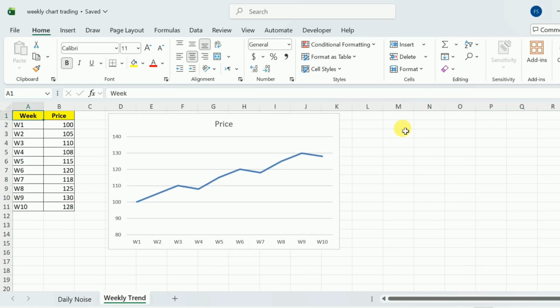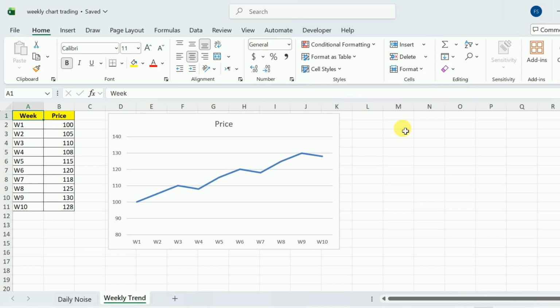Now look at this chart. Suddenly everything looks much cleaner. Instead of random movements, we can clearly see direction. Price is generally moving upward with small pullbacks in between. This is what we call the trend, and this is what professional traders focus on.